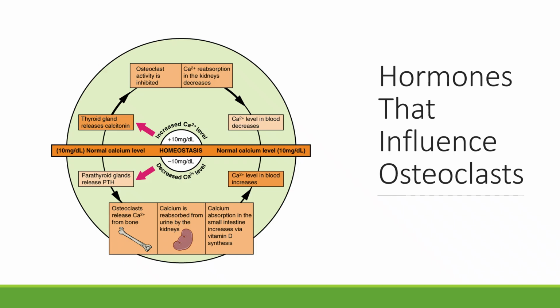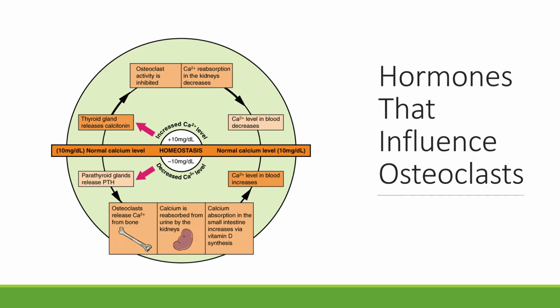Calcitonin puts calcium into storage, right? And it's going to put it into storage, and it's going to cause the osteoclast activity to decrease. When the osteoclasts are breaking down bone, they're releasing calcium, and we don't need any more calcium. We have plenty. So the osteoclasts are going to be inhibited. The calcium reabsorption in the kidneys is going to decrease. So we're going to release more calcium in our urine because we have plenty, and the calcium blood levels are going to go back down to where they're supposed to be, or back into the homeostatic range.